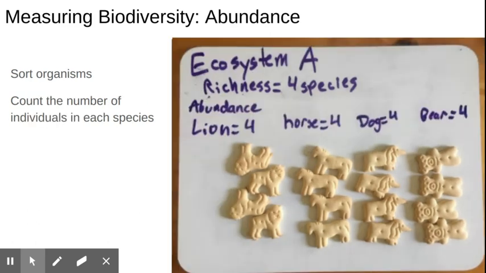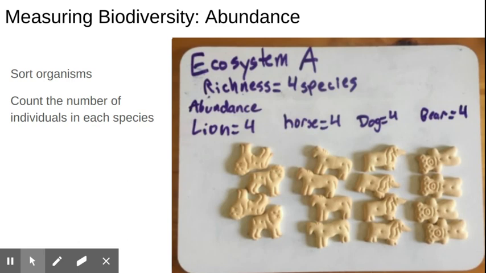Our next step is to look at our species abundances. In this case, because we have 4 species, our richness was 4, we're going to have 4 measurements of species abundance. So we count the number of lions, and we find 4 lions. So we would say that the species abundance of lions is 4. We count the horses, and we find 4 horses. So the species abundance of horses is 4. And then we count the dogs. We find the species abundance of dogs is 4. And then we find the species abundance of bear is also 4.